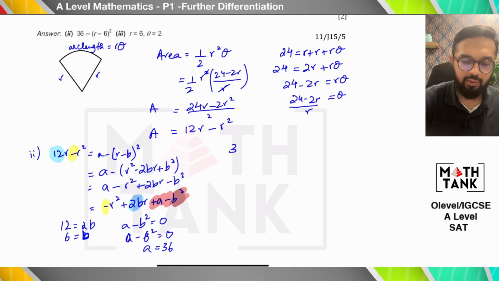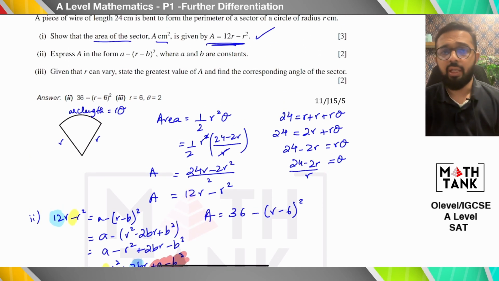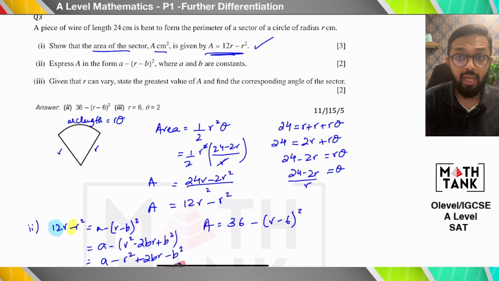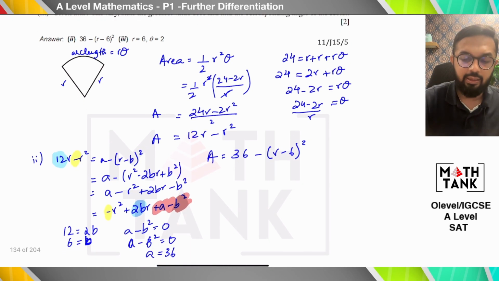So I've expressed this in the completed square form: area equals 36 minus r minus 6 whole squared. Once I have that, it says given that r can vary, state the greatest value. Now when it says state, that automatically means the answer should be there in front of me rather than calculating something. I can see that the turning point is 6 comma 36, like we learned in completing the square.